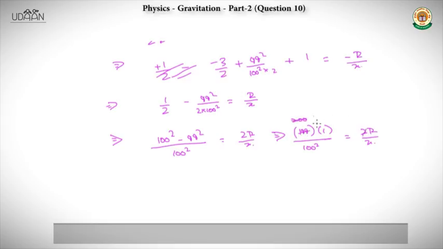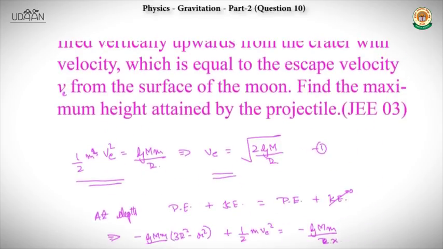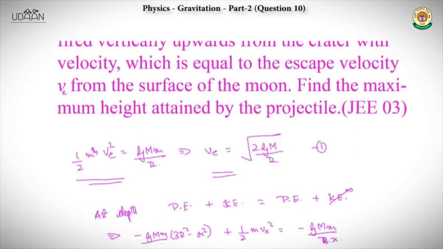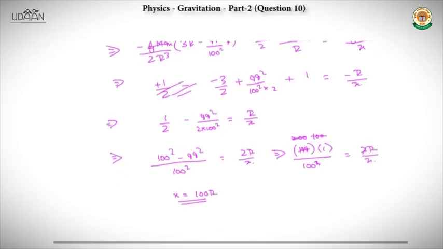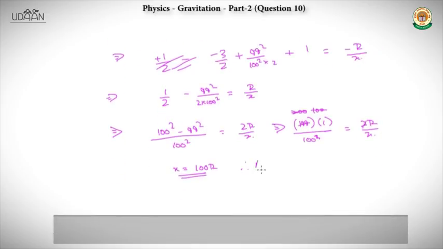So this will come out to be 100. This will get cancelled over here. So therefore x comes out to be 100R. So this is the final answer. And in the question they have asked us to find the maximum height attained. So height would be, we'll have to reduce the radius from this. So therefore the total answer would be 99R.